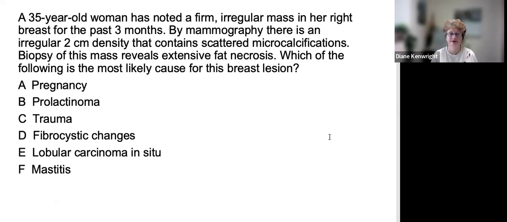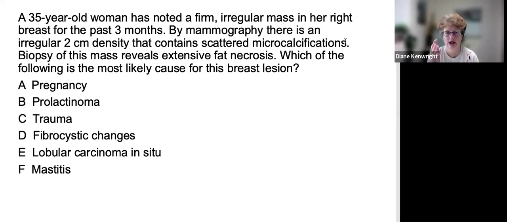Let's have a look at this one. What is the problem representation? So this is a woman who's 35, with a firm, irregular mass, an irregular 2 centimeter density with microcalcification. All right, so we're concerned here. So far, it's irregular and hard. Ultrasound has shown, mammography has shown calcifications. We're still concerned that it's cancer.